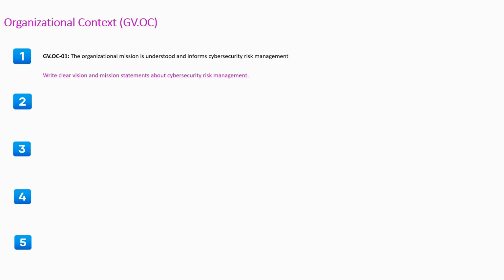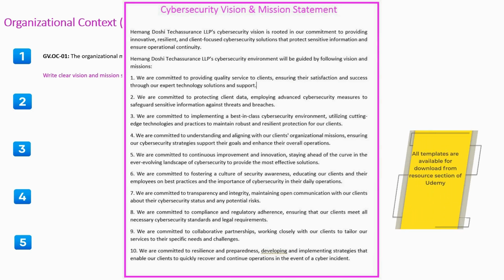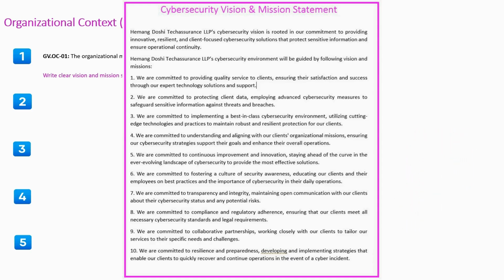To implement this, what you need to do is write down clear vision and mission statements about cybersecurity risk management. Confused? No need to worry. To support your implementation, we have provided ready-made templates. You can download the same from the resource section of Udemy. Refer to clause 6 of template 1, that is the cybersecurity policy, to understand how a vision and mission statement is drafted. You may like to use the same template and modify it according to your organizational requirement.